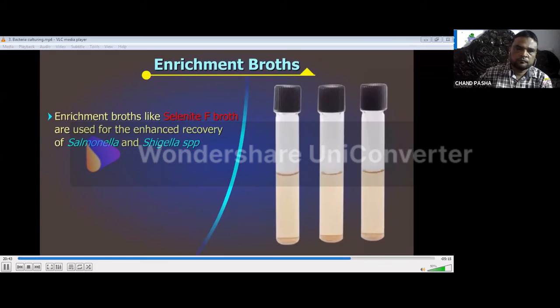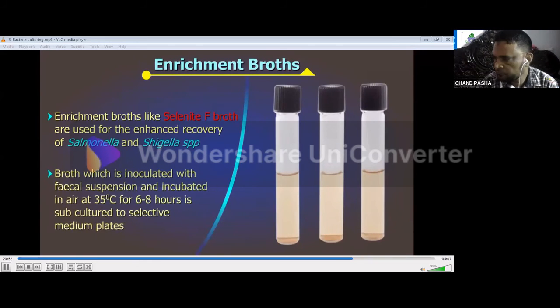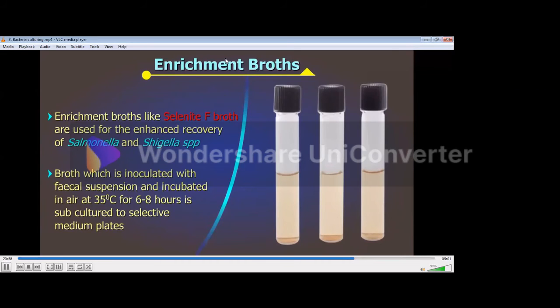Enrichment broths. Enrichment broths like selenite F broth are sometimes used for the enhanced recovery of Salmonella and Shigella species. These broths are inoculated with fecal suspension and incubated in air at 35 degrees centigrade for 6 to 8 hours. Then, several drops from the broth are subcultured to at least 2 selective medium plates.